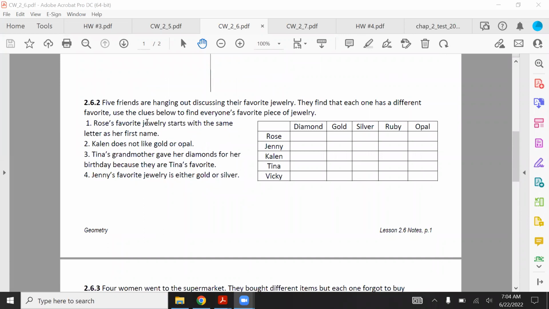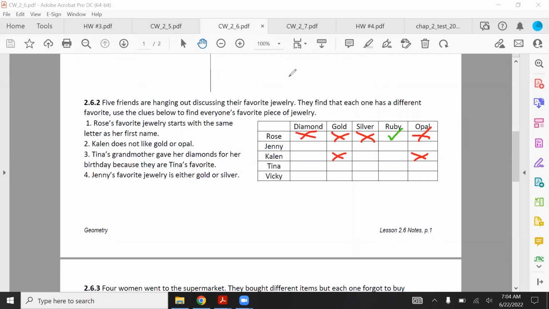So 5 friends are hanging out discussing their favorite jewelry. They find that each one has a different favorite and use the clues to find everyone's favorite piece of jewelry. Okay. So Rose's favorite jewelry starts with the same letter as her first name. So definitely not that one, definitely not that one, definitely not that one, and definitely not that one. It's got to be that one there. Kaylin does not like gold or opal.